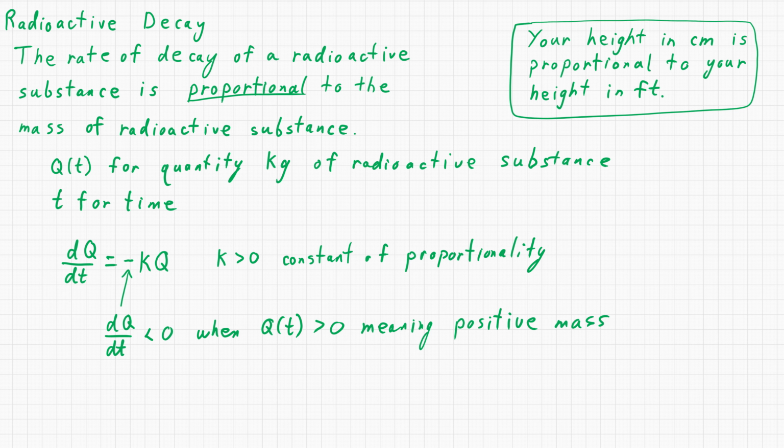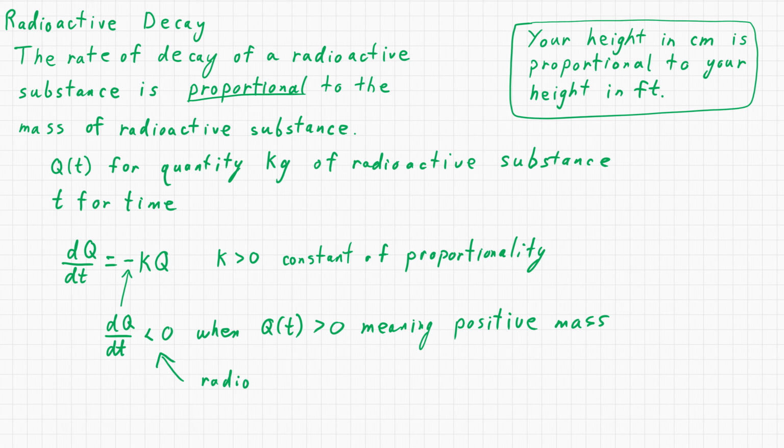Right, and that's a pretty reasonable assumption. If you have a quantity of a radioactive substance, there's going to be a positive mass of it. You don't have negative masses of radioactive substances. So right, if Q of t starts out as positive, then this Q here is positive. The K attached to it is also positive. So you get a negative times a positive times a positive. The whole thing ends up being negative. Then that means dQ/dt is negative.